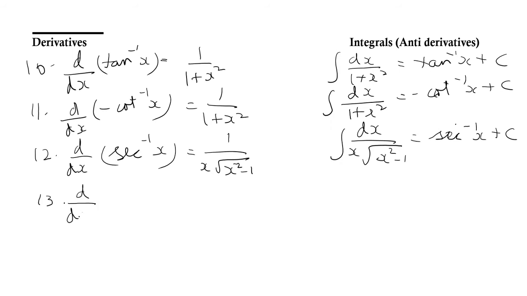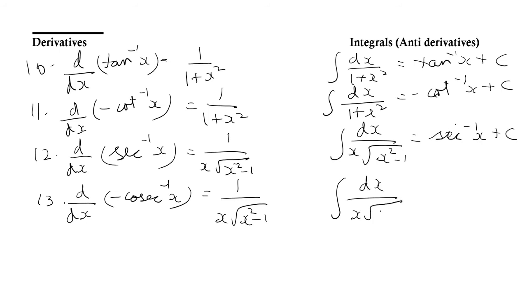Next, d by dx of minus cosecant inverse x is equal to 1 by x into square root of x square minus 1. So integral dx by x into square root of x square minus 1 is equal to minus cosecant inverse x plus c.